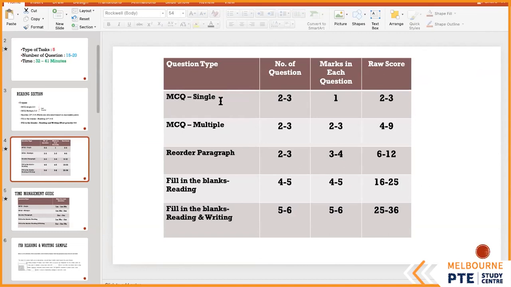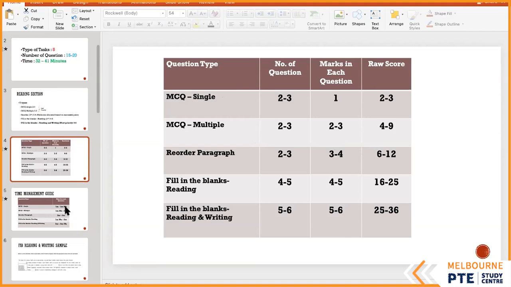Now, suppose I'm spending 2 minutes on my MCQs. How many marks can I get per question? One. If I spend 2 minutes on my fill in the blanks reading and writing, how many marks am I getting? 5 to 6. Between these two, which one seems more important? Fill in the blanks reading and writing. So should I spend 2 minutes over here as well as over here? No. You should spend more time here because this is the one contributing higher marks. There are 3 tasks in the reading section that are more important. Which are those 3 tasks? Fill in the blanks reading, and reading and writing. These are the things we should focus more on, which means we need to manage the time properly over here rather than here.